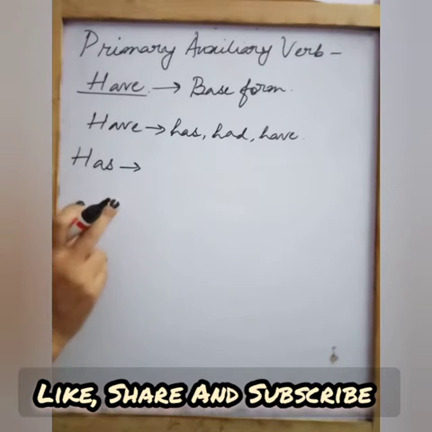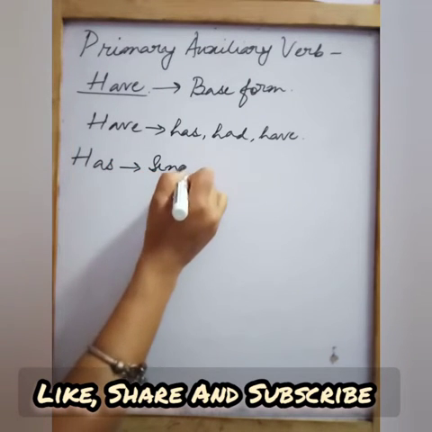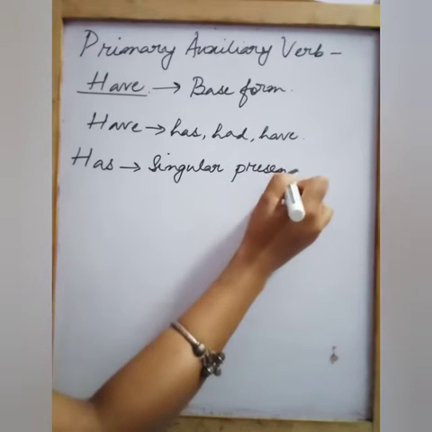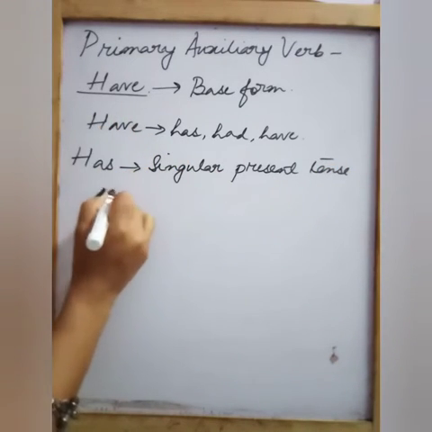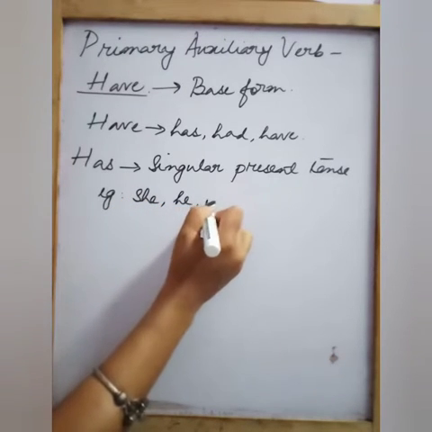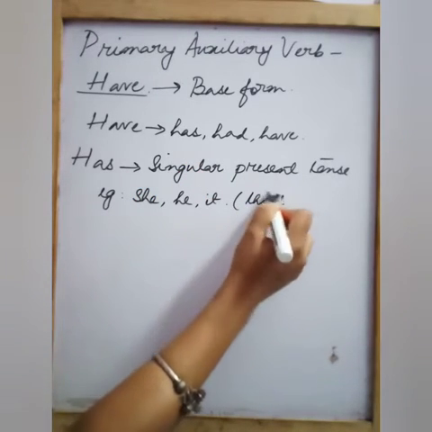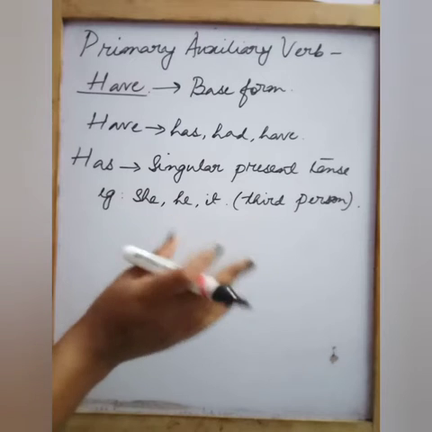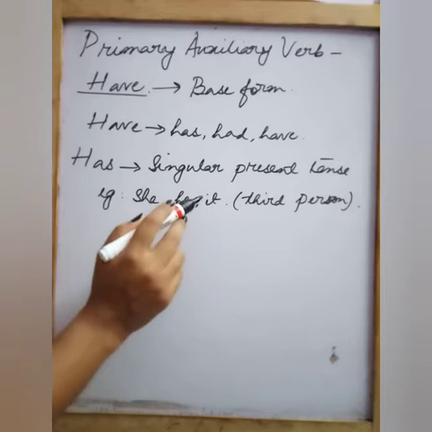Now has is used with what? It is used with singular present tense. Fine. Singular present tense. For example, she, he, it. One more thing is here, singular present tense as well as the third person. Now the first person, you know, first person is I, second person is you and the third person is he, she, it. Alright.